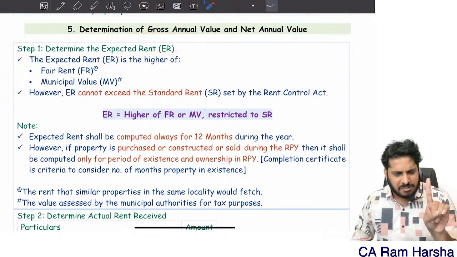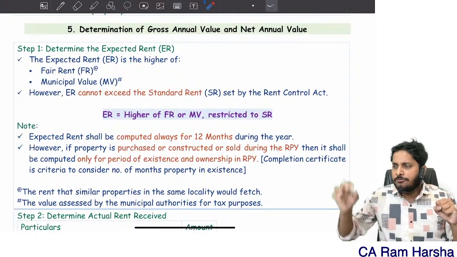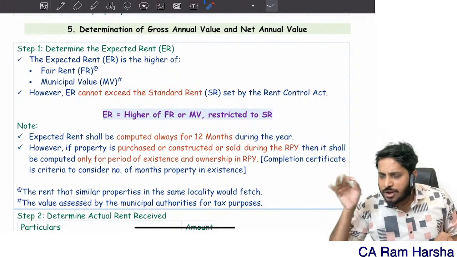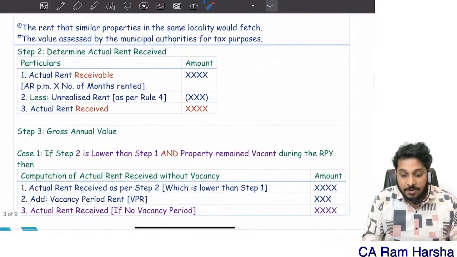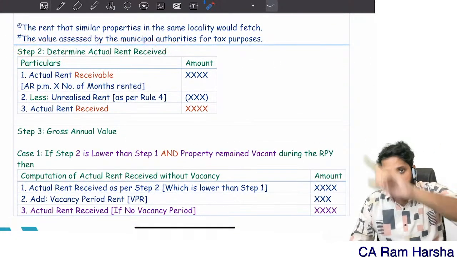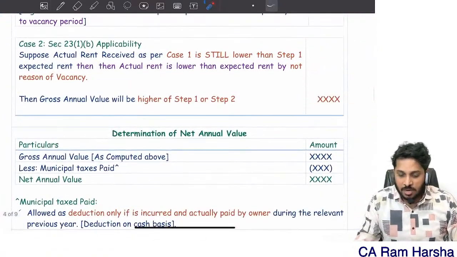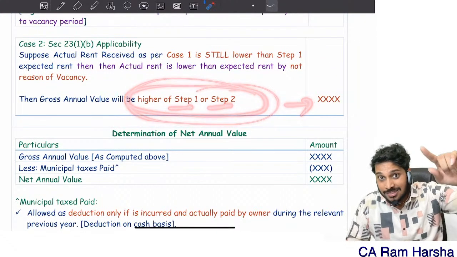Three steps. First, compute how much rent we can expect from this building, from this flat, from this house. Calculate. Compare it with how much you are actually getting, the actual rent received. Then whichever is higher, step 1 or step 2, that is the gross annual value.